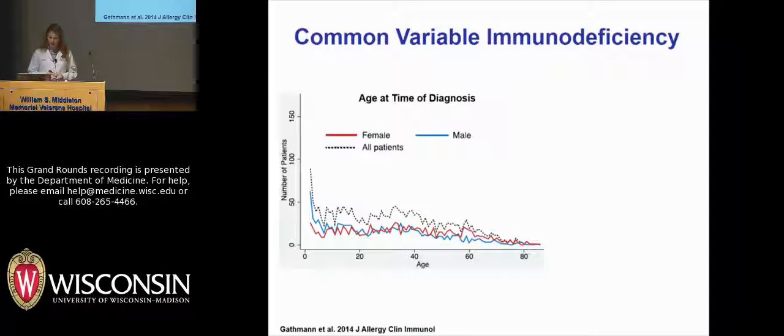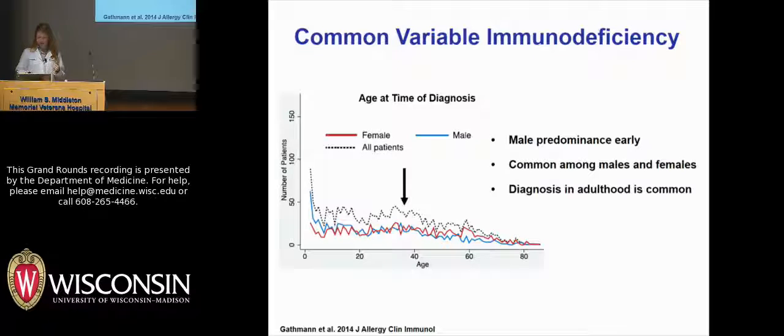These data are taken from a cohort of approximately 2,000 patients in Europe. And what they looked at was the age at the time of diagnosis for common variable immunodeficiency. What you can see is that early in life, there actually is a male predominance of this disease. And this is due to an X-linked disorder, a subset of patients that present very early with recurrent infections and are diagnosed early. But what you notice is that throughout later childhood, early adulthood, later adulthood, there's ongoing diagnosis of this disease. And it's in an equal male to female predominance.